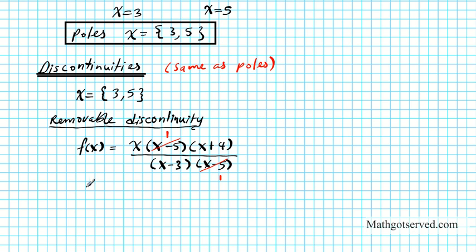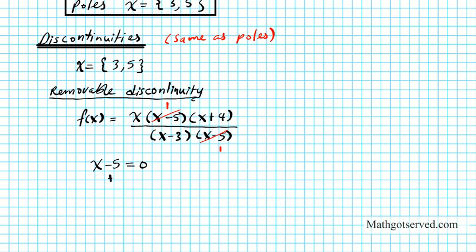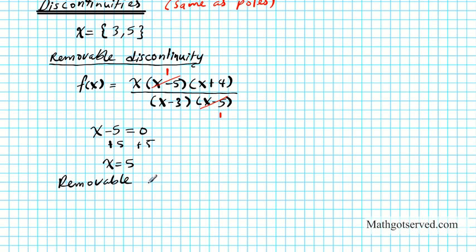So let's go ahead and solve it. What we cancel out is x minus 5 equals 0. To solve that, we simply add 5 to both sides, and you have x equals 5. Another word for removable discontinuity is point discontinuity. So the removable or point discontinuity is x equals 5. So this 5 in the set of discontinuities is removable.